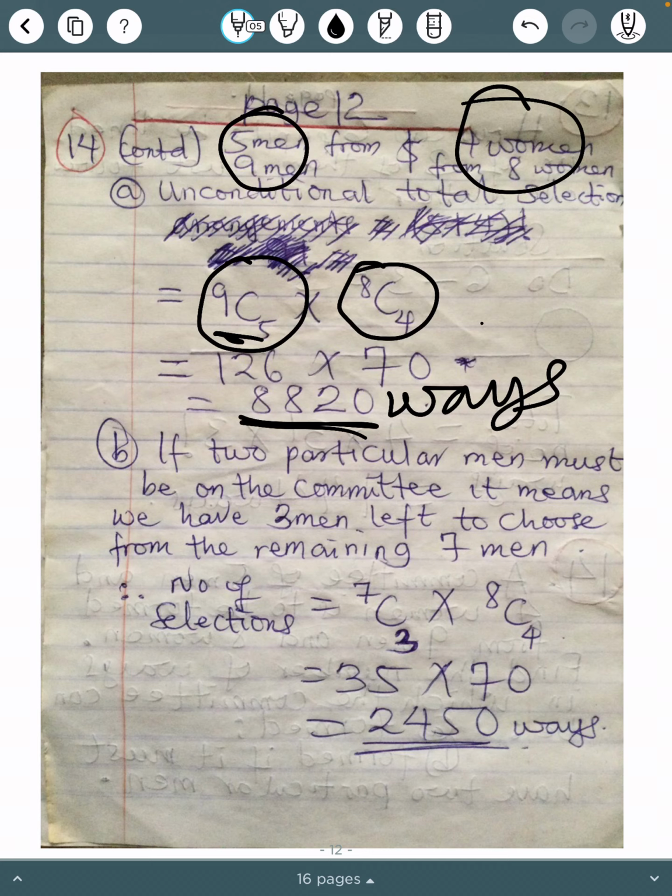Now, if 2 particular men must be on the committee, that means you are not doing any selection for those ones anymore. You just know that 2 men must be on the committee. So you now have 3 more men left to choose from the remaining 7 men. So you do 7 combination 3, number of ways of choosing 3 men from 7 men, and 8 combination 4, number of ways of choosing 4 women from 8 women, and you get this.